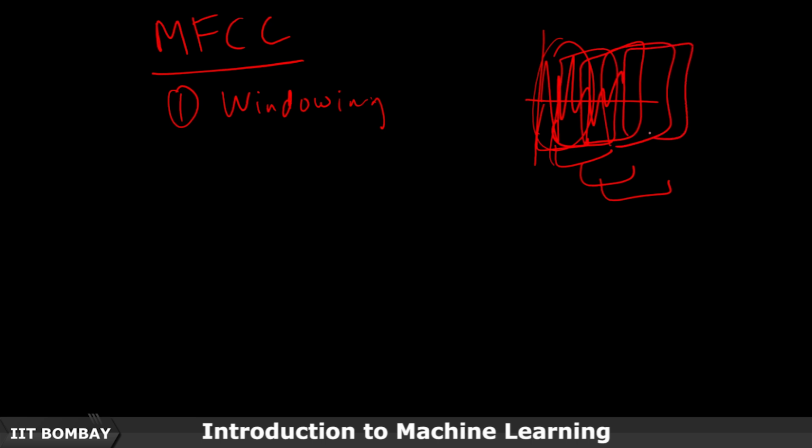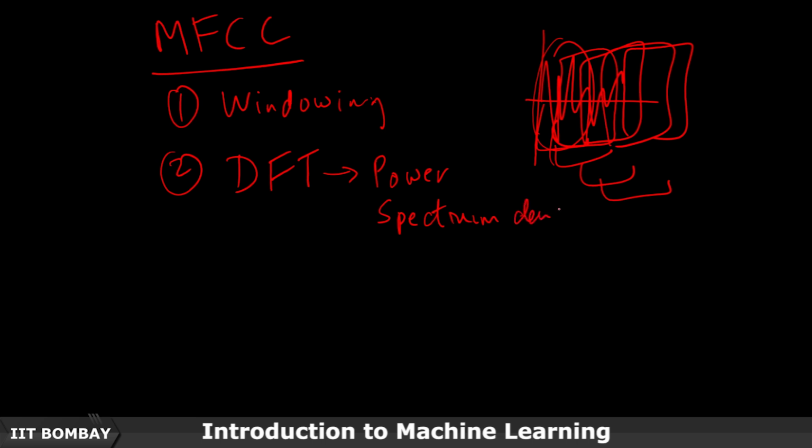And for each window what we will do is we will compute the discrete Fourier transform. And once we have the discrete Fourier transform, from that we will get the power spectrum density, which means what is the power contribution by each of those frequency bands. Then we will basically do something called a filter bank with log energy. We will find the log energy.